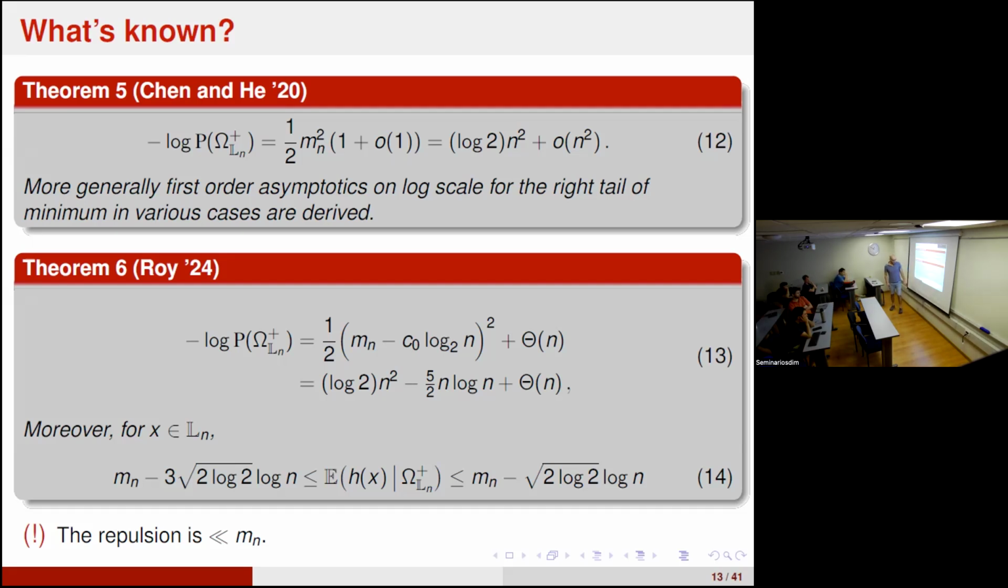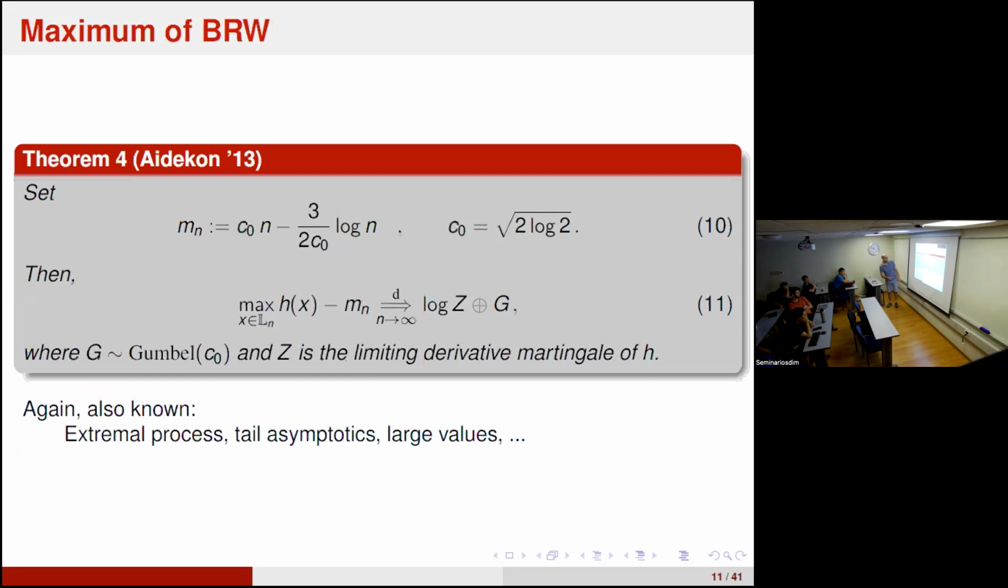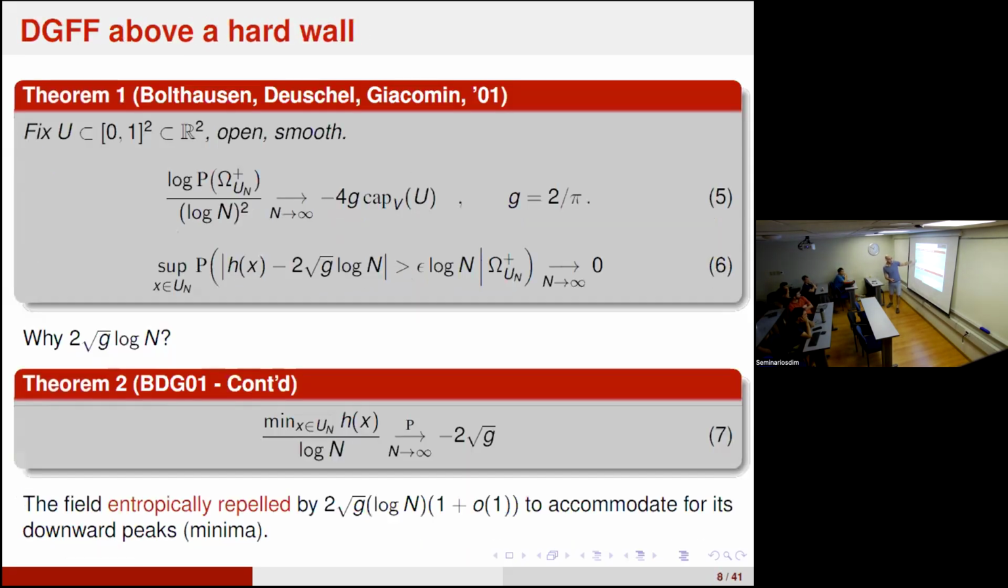Okay. I didn't say that here there are many questions. Let me go back to this part. There are many questions here that remain unsolved. For instance, second order terms here. Is this really, the lift is 2 squared of g log n, you lift up by 2 squared of g log n. What is the second order term?